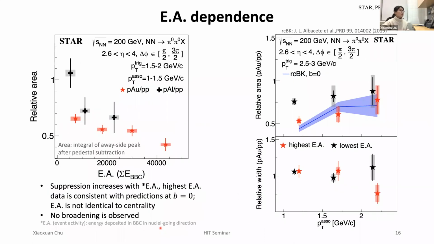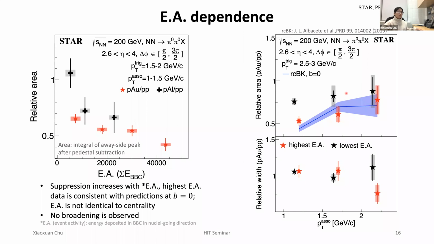Okay, so apart from this pT and A dependence, we also study the event activity dependence, which is shown in the left-hand side plot. We are plotting this area ratio as a function of the event activity for p+Au and p+Al collisions. For both collisions, we see the same trend: higher event activity reflects larger suppression in both p+Au and p+Al collisions. And since for p+Au we have enough statistics, we divide the highest event activity bin and the lowest event activity bin into different pT, and that generates the right-hand side plot.